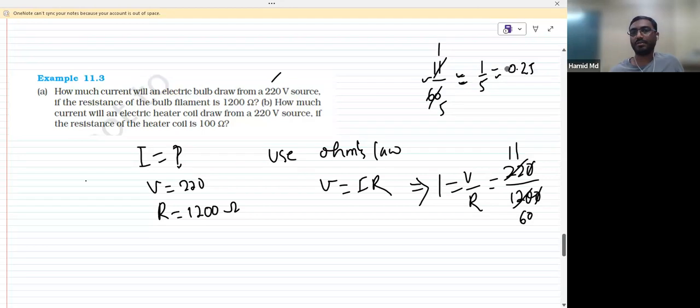So if you got this answer, could you try how much current an electric heater will draw if we have a 220-volt source and the resistance of the coil is this? This time again we have to solve how much current an electric heater coil will draw. The same Ohm's law we have to use, right?